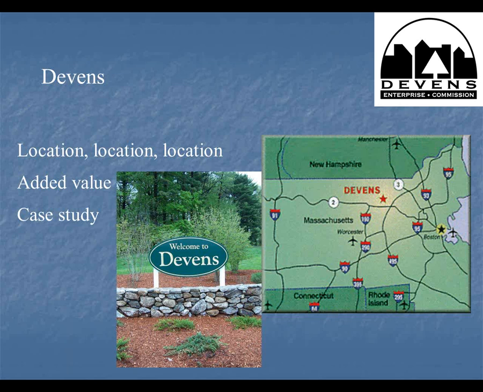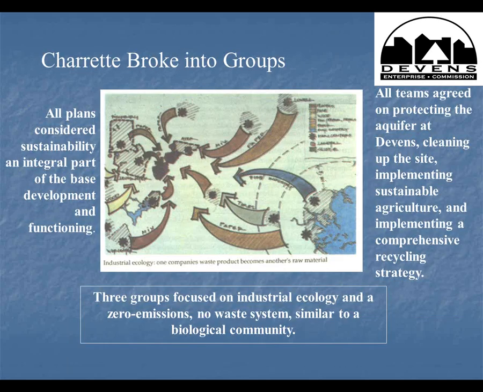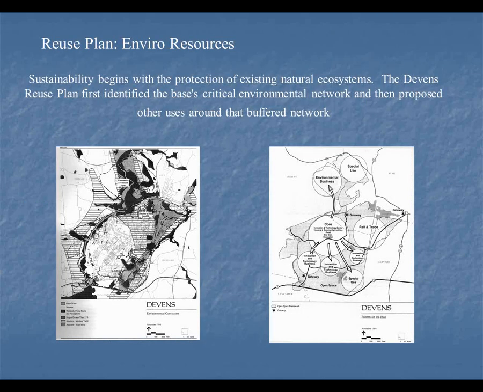In 1993, there was a charrette when the base closure was announced, and I'm always fascinated by the fact that in 1993, they were talking about zero waste industrial parks and a no-waste system similar to a biological community, way ahead of its time. And this is what we're trying to implement, this vision that came from the community here at Devens. So like any good planning project, sustainability starts by knowing what your local resources are.